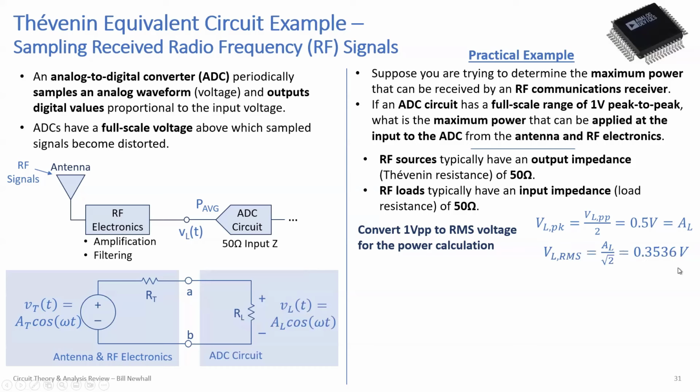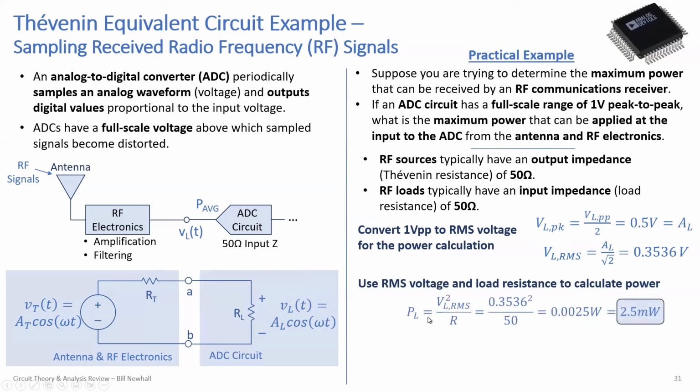Okay, so we use that RMS voltage and the load resistance to calculate power. Remember, you can only deliver power time average to a resistance. In this case, we have a real value. We have a resistance value here. It's not inductive. It's not capacitive. And so P sub L, the power delivered to the load, is the RMS voltage across the load squared divided by R, and we get 2.5 milliwatts here. All right.